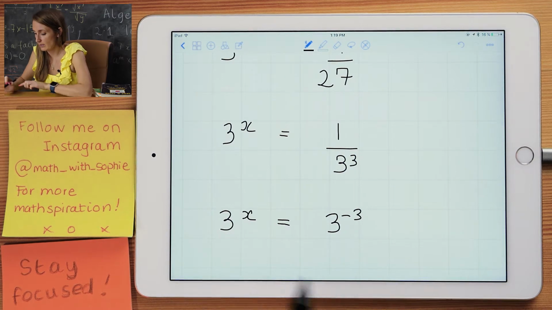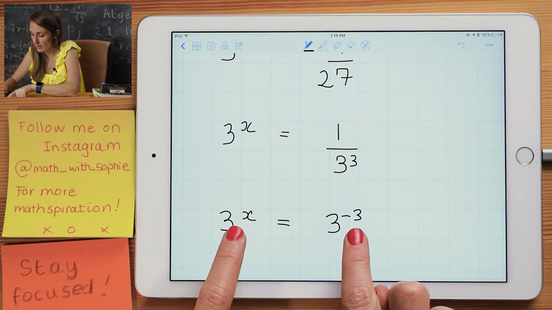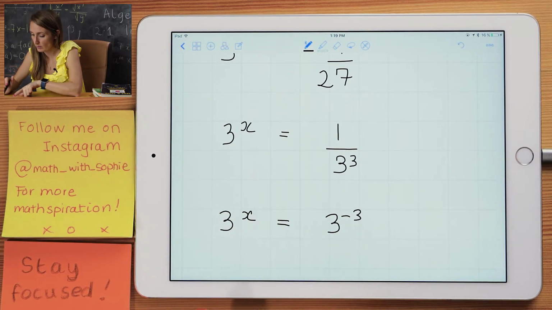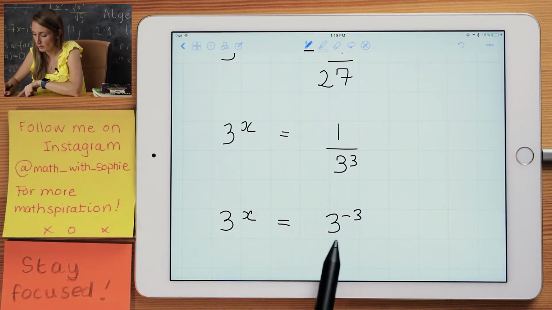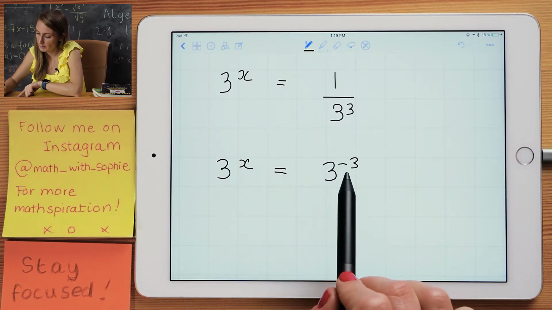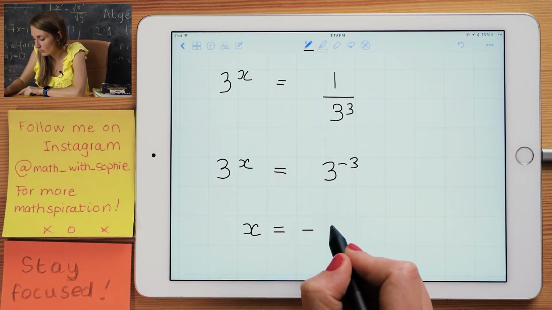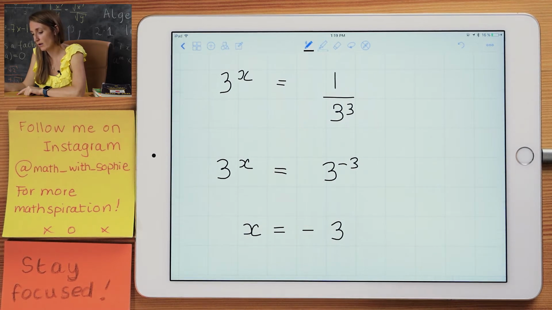Now you can see that these two here need to be the same. So the powers have to be equal. When you get down to just one number on each side, you can say this power must be equal to that power. So we have x equals -3 as our final answer.